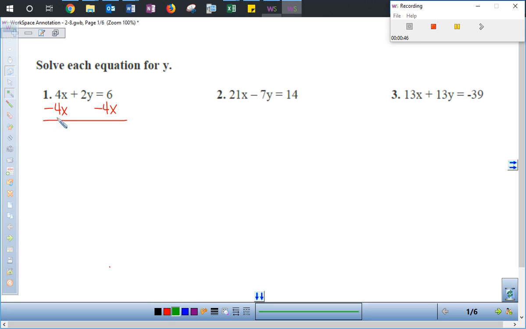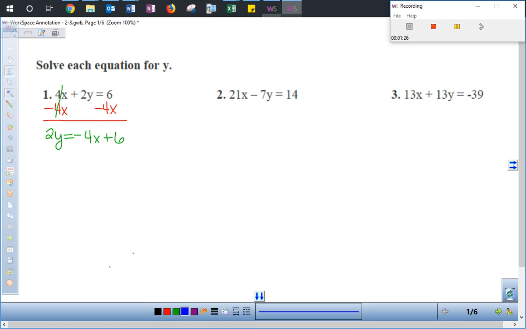Now on the left side, those 4x's are going to cancel out and leave me with just my 2y. On the right side of the equation, I have a 6 and a negative 4x. Now those are not like terms. The 6 does not have an x to the first power, so I cannot combine them together, which means they have to stay separated. But what's important is we want this term with the x to go first. I want that to go in front of the 6. So we want to write that as negative 4x plus 6 instead of 6 minus 4x. So very important, when solving for y, the x term always needs to go first.